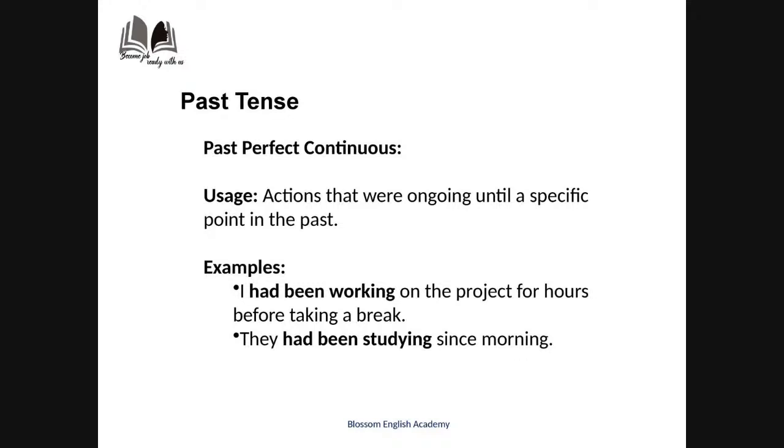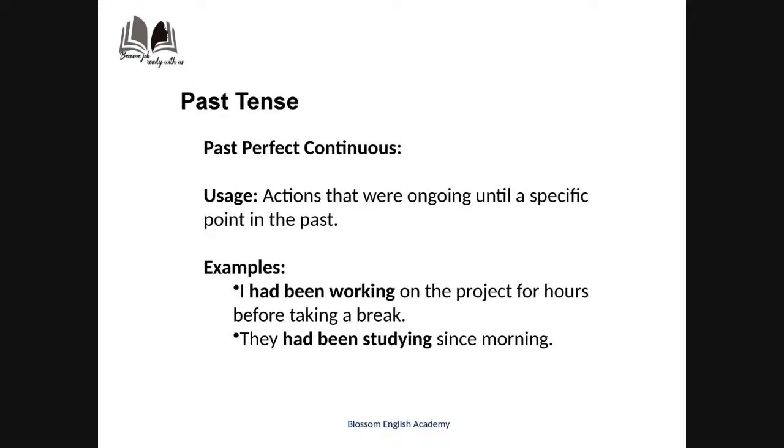So at that specific point of time, this action was happening, plus in the sentence there would be two actions, and whichever action happened first you will have a had verb along with the main verb. So look at the example. I had been working on the project for hours before taking a break. So two actions happened over here.